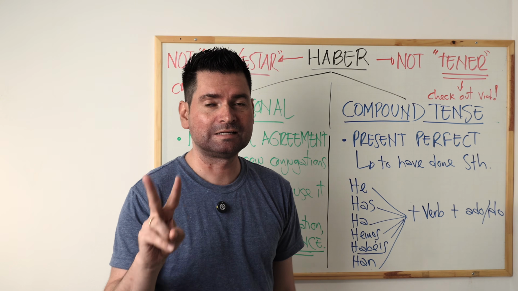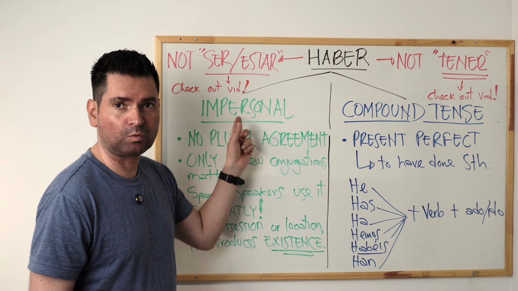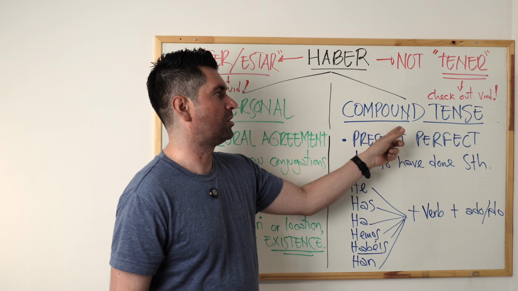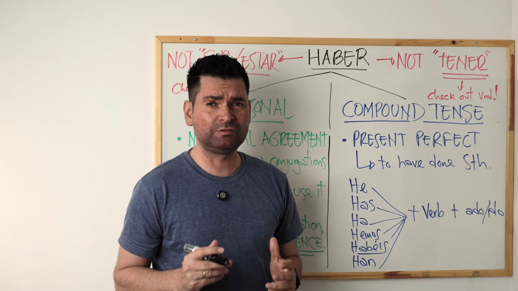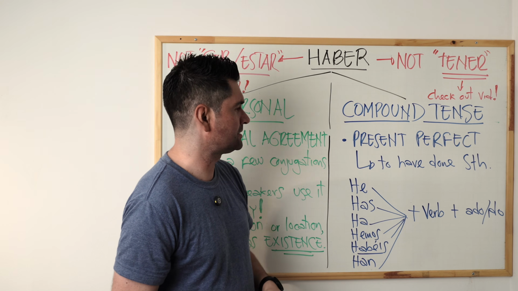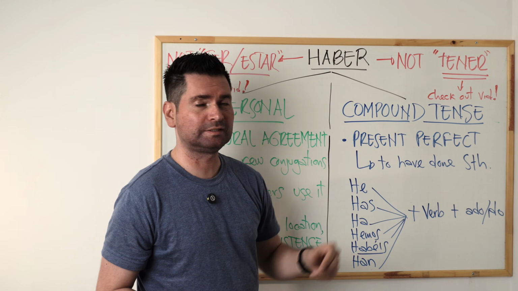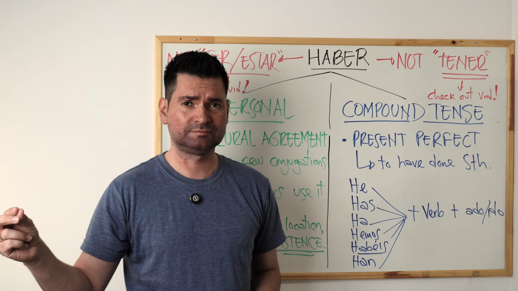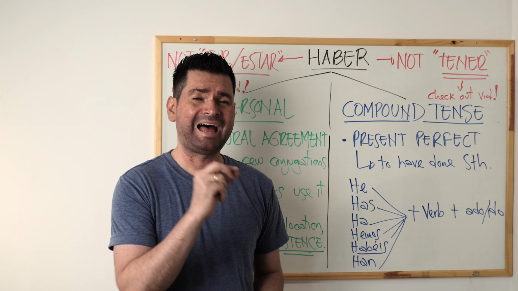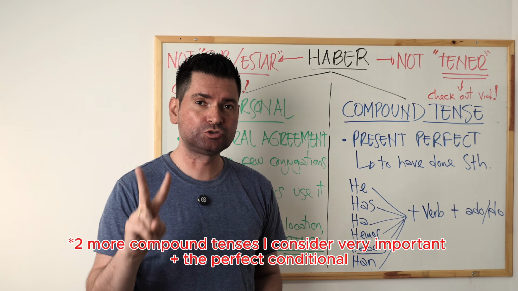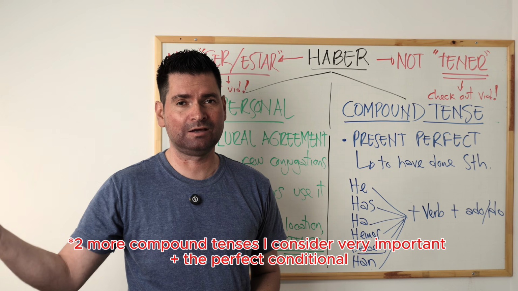Haber has two different uses in Spanish. One of them is the impersonal one. The second one is the compound tense. In this video, I'm going to focus on the impersonal one, but I want to give you some ideas about the compound tense. The most common one is the present perfect, to have done something. There is also the past perfect, which is had done something. And there are two more compound tenses for the subjunctive, which is an advanced level of Spanish.